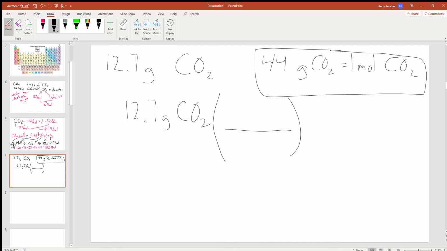Now, what goes on the bottom? Do we put moles on the bottom, or do we put the molar mass on the bottom? So we have grams here. We want grams to cancel, so grams will need to go here on the bottom, moles on top, and we can calculate this out, and we get 0.29 moles of carbon dioxide.